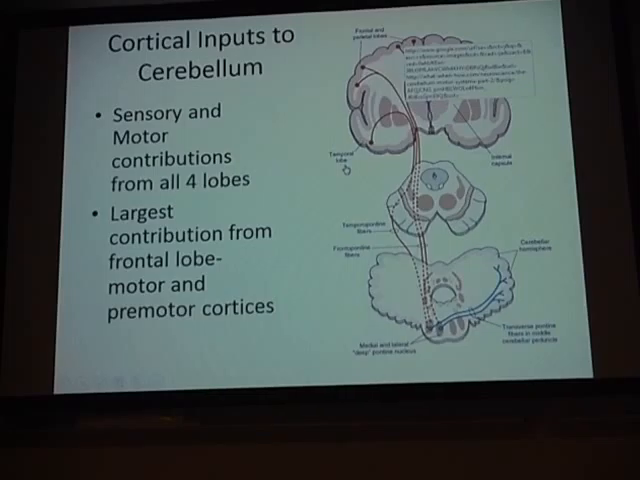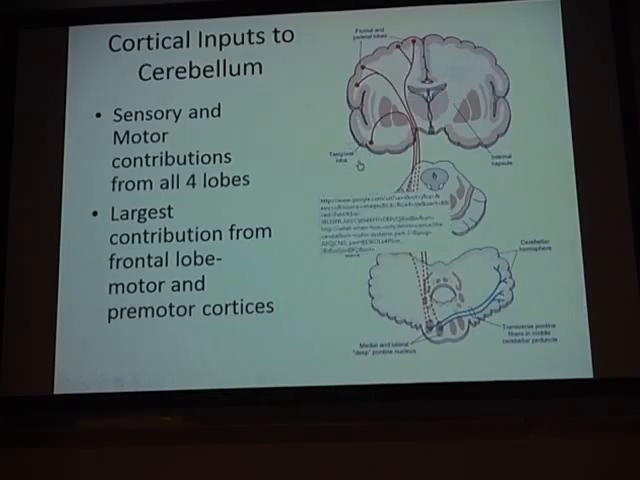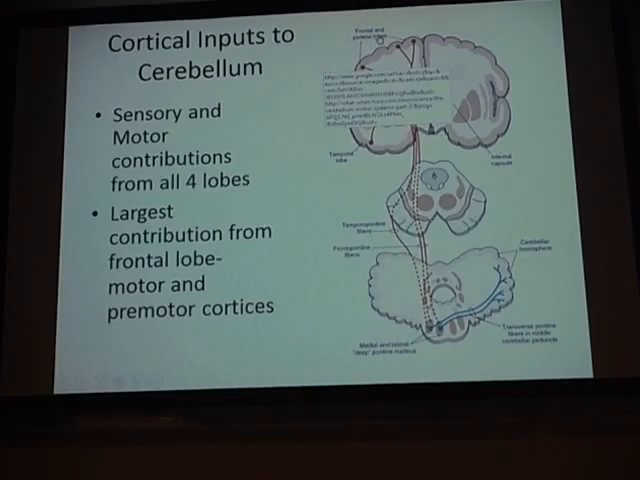So it's getting information about sound from the temporal lobe, about vision from the occipital lobe, about somatosensory integration and information from the parietal lobes, and about motor plans and motor execution from the frontal lobes. Its greatest contribution is going to be from the frontal lobe. So it's getting a lot of motor, but it's also getting sensory from a lot of places too.